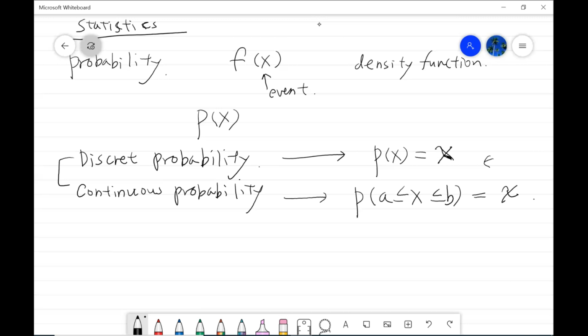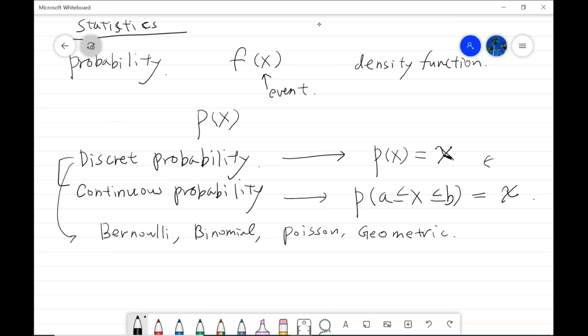So talking about continuous probability and discrete probability, you may already have learned about the different kinds of discrete probability distribution and continuous probability distribution. Examples of discrete probability distributions are the so-called Bernoulli, that famous one, and binomial, and Poisson, and geometric. Those are the discrete probability distributions.